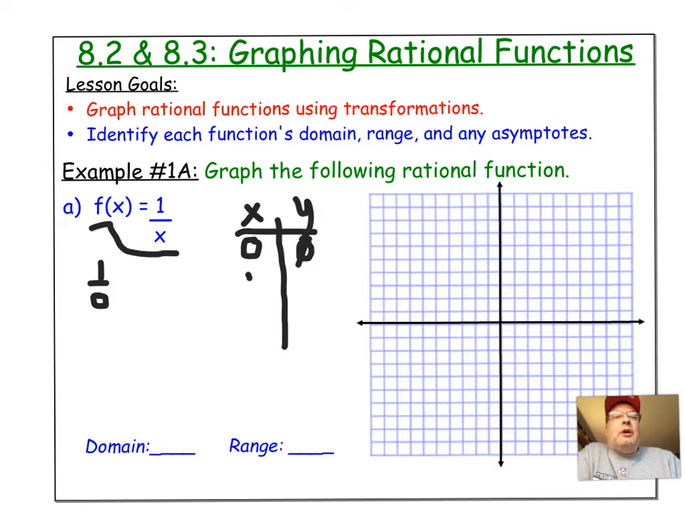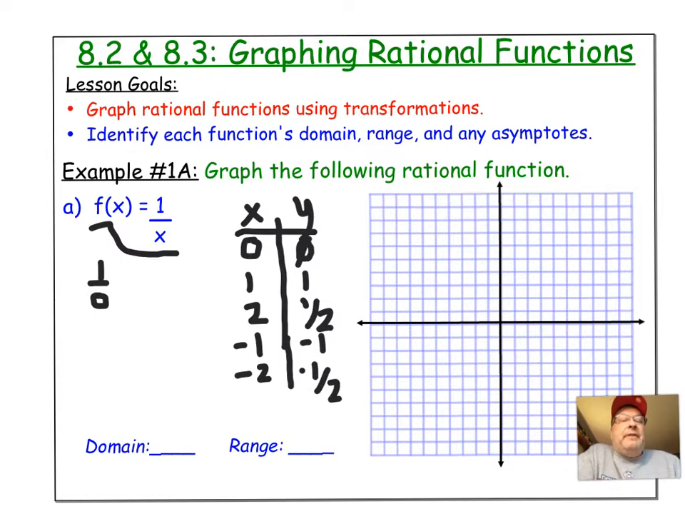And let's just do a couple more. Let's do a 1. 1 over 1 is 1, and then a 2. If x is 2, 1 over 2 is 1/2. And if I keep going with this pattern, we get 3, 1 over 3, 4, 1 over 4, etc. So let's do a couple negatives. Negative 1, substituting in negative 1 for x, you get 1 over negative 1, which is negative 1, and negative 2, which would be negative 1/2.